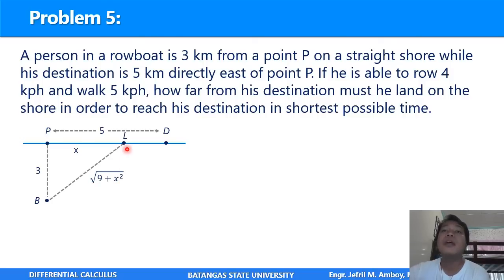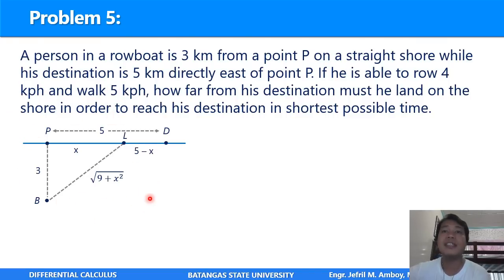Okay, now this is the length of the path that he will travel by boat, and then from point L to point D, he will travel by walking. So how far should he walk? This distance should be 5 minus x. Okay, so that is the length of the path that he will travel by walking. Okay, now the problem is fully represented already.